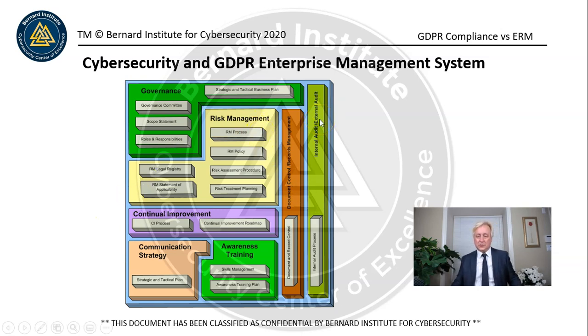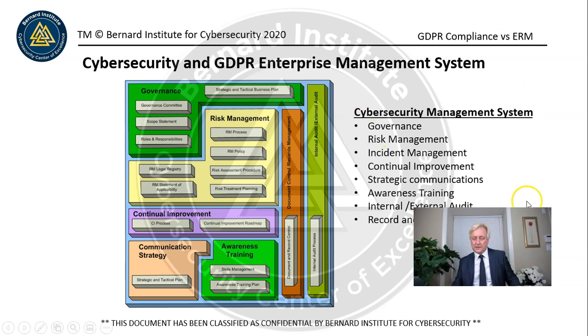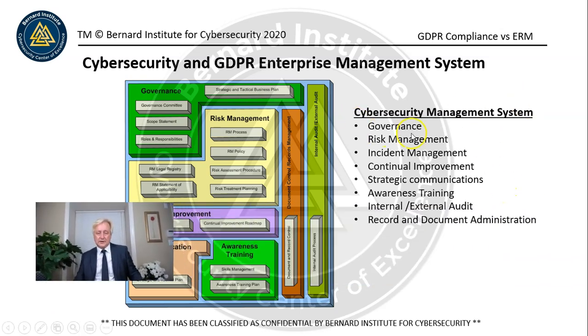External audit can also be important. So again, if you're doing ISO certification, you need to have an external party come in and verify what it is that you're doing. Make sure that it's running properly. So that is the management system. It has several different functions. We talked about it way back, if you remember at the beginning, when we talked about security architecture. So governance, risk management, incident management, continual improvement, strategic communications, awareness training, internal, external audit, record and documentation administration.